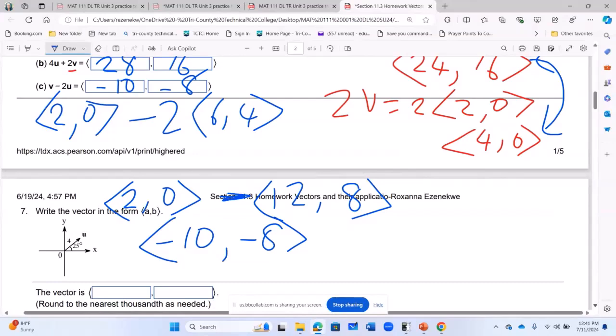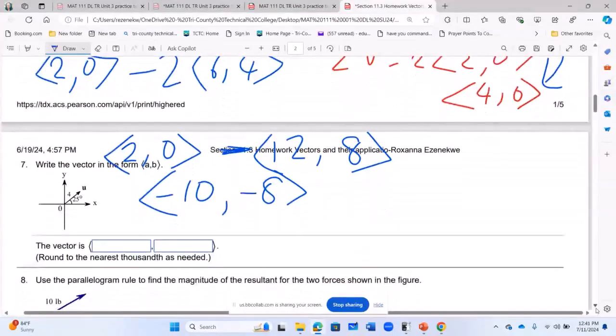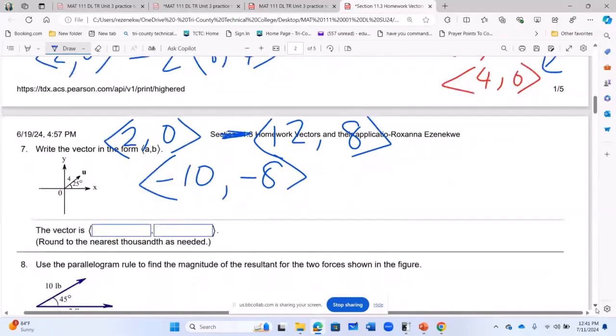Okay, so it's not that bad. I can also be given a vector in an array.